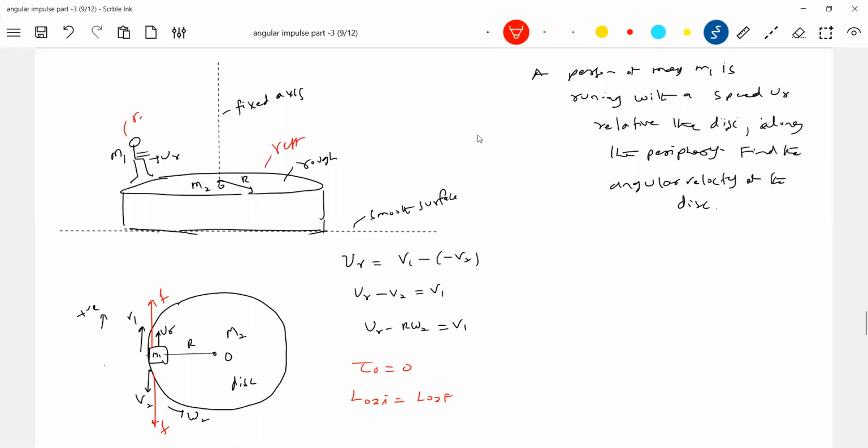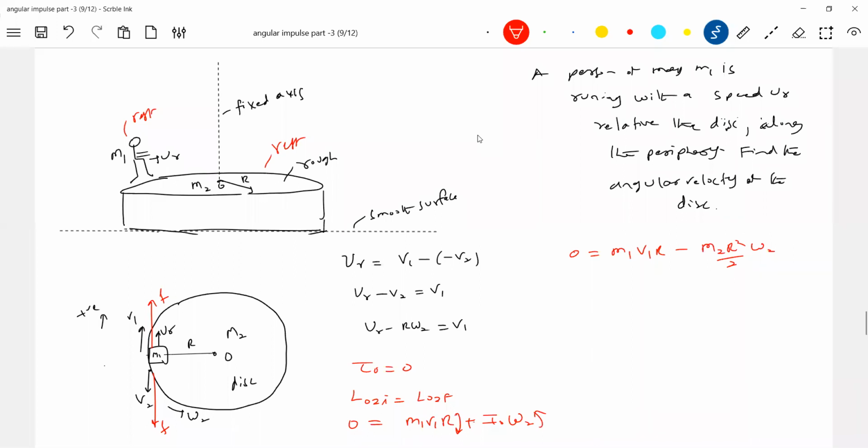Initially, the person and the disk are at rest. Then the person starts running, so initial angular momentum is 0. Final angular momentum is M1 V1 R, that of the person, minus I_O omega 2. The person is clockwise, and the disk is anti-clockwise. So 0 equals M1 V1 R minus the moment of inertia of the disk, M2 R square by 2, times omega 2.